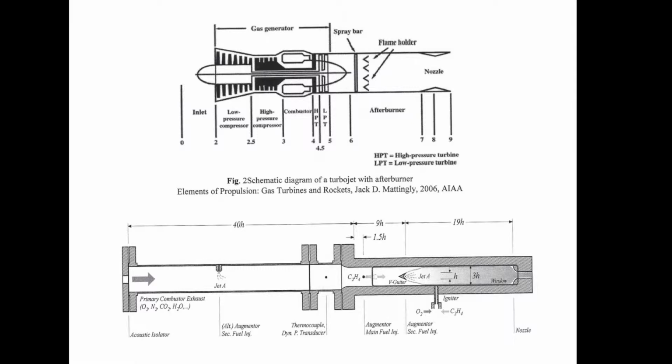And then after that, you hit the afterburner part, where there's a spray bar, a triangle piece that's a flame holder, and the igniters, and then the nozzle. And after the nozzle is the exhaust.